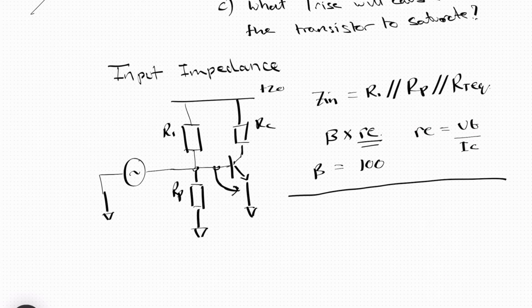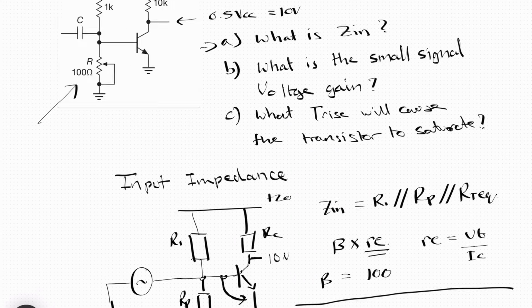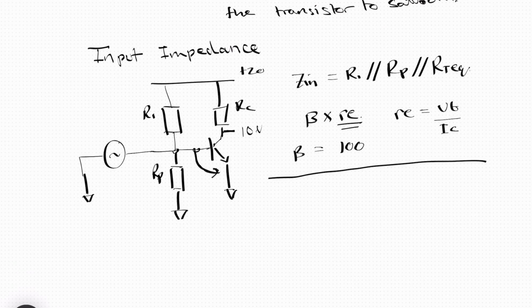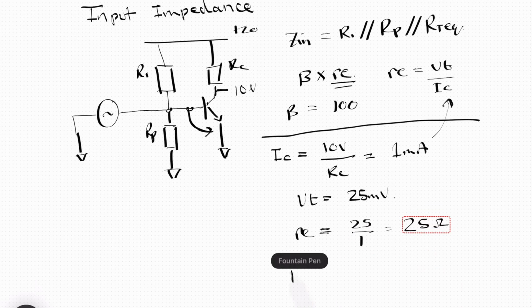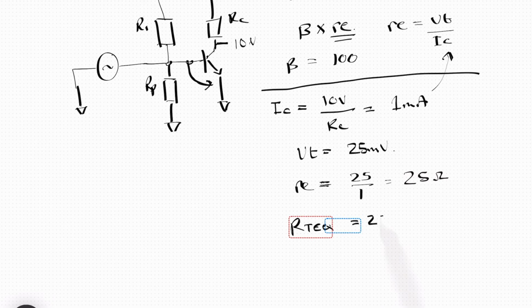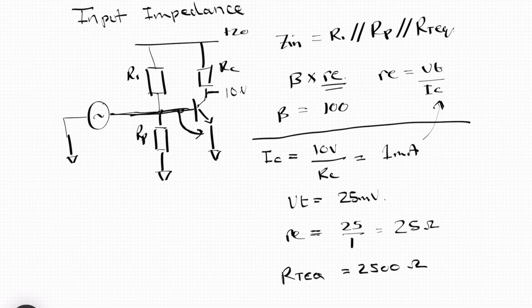We know that the student has set RP so that this point over here is 10 volts. That means that there's 10 volts across RC, and RC is a 10 kilo ohm resistor. So IC is going to be equal to 10 volts divided by RC, which is equal to 1 milliamp. So then we have the value for this. VT is equal to 25 millivolts, and you can get that from the book. So that gives us an RE value of 25 divided by 1, which is 25 ohms. Now if I multiply that by beta, we get RTEQ of 2500 ohms. So the only thing we need to calculate now is RP.